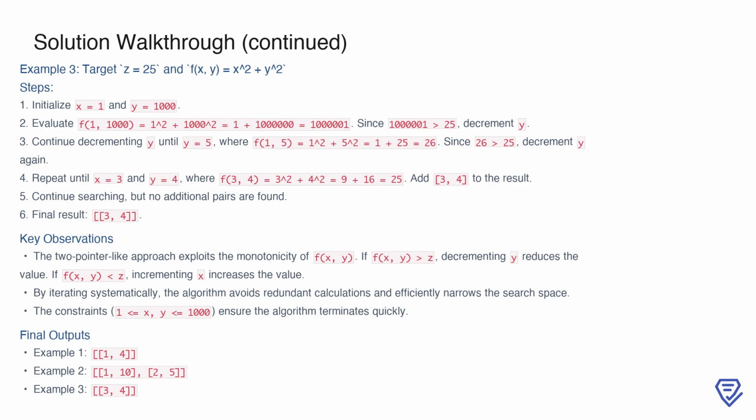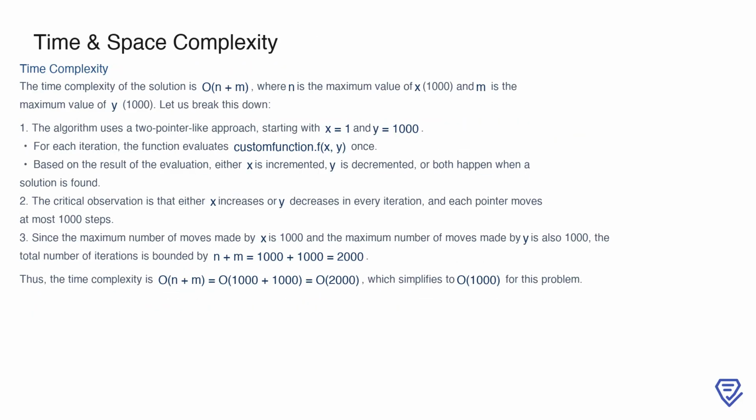From these examples, we can observe that the monotonicity of f(x, y) allows us to use a two-pointer-like strategy to reduce redundant calculations. By adjusting y when the value is too high and incrementing x when the value is too low, we efficiently narrow down the search space. The constraints, where x and y are bounded between 1 and 1000, ensure that this approach terminates quickly. The final outputs are (1, 4) for the first example, (1, 10) and (2, 5) for the second, and (3, 4) for the third. Now, let's analyze the time complexity of this solution.